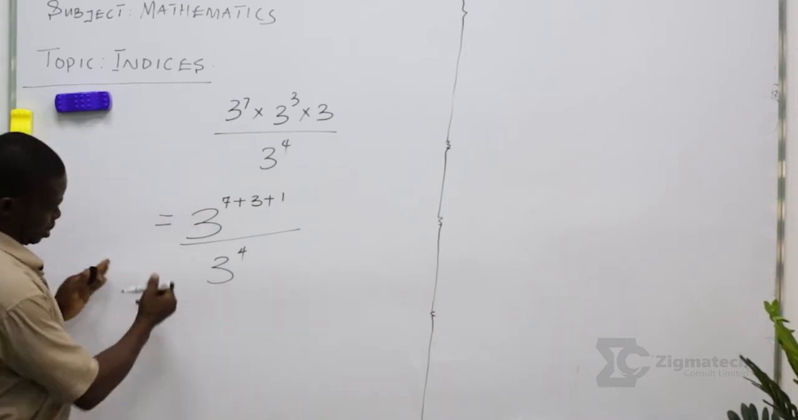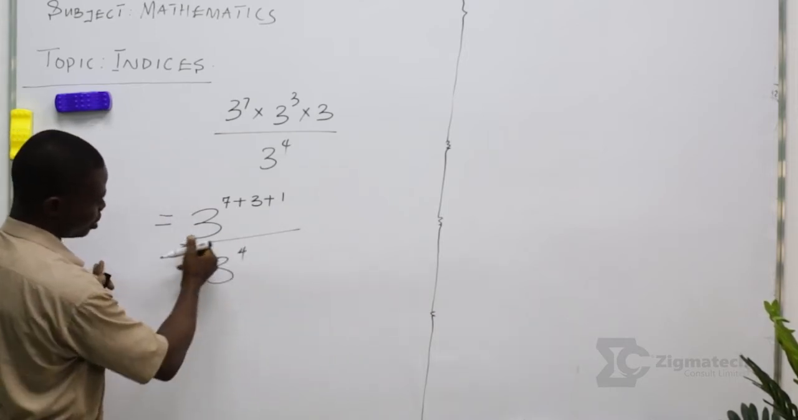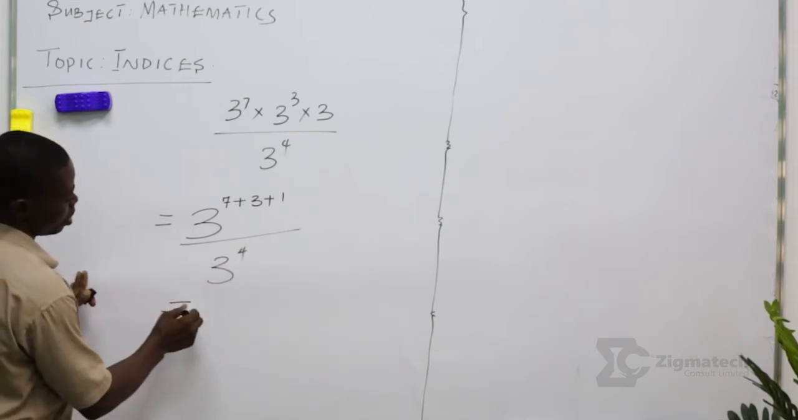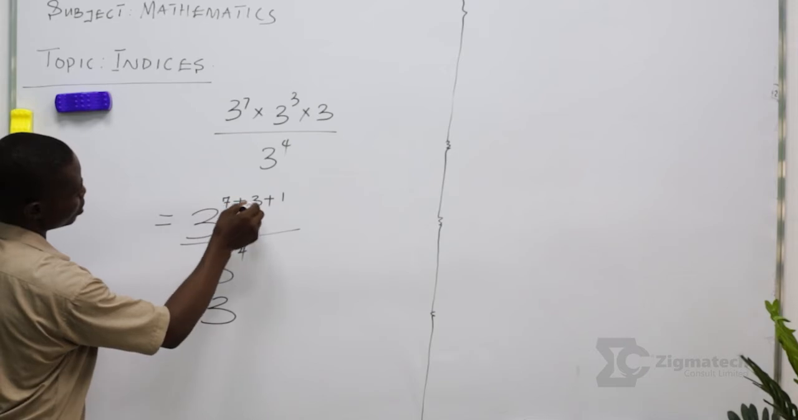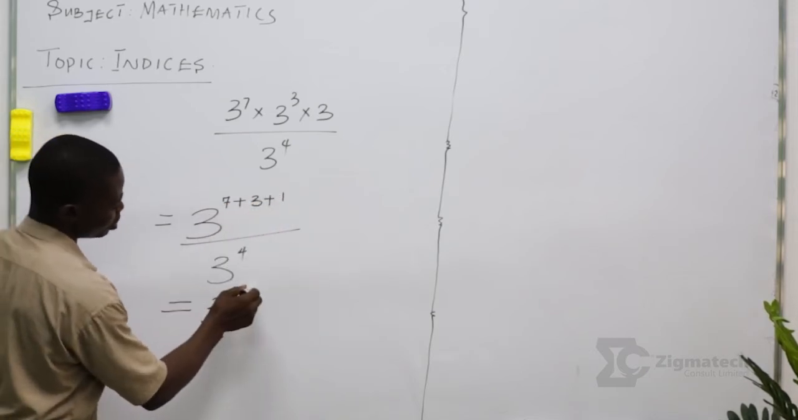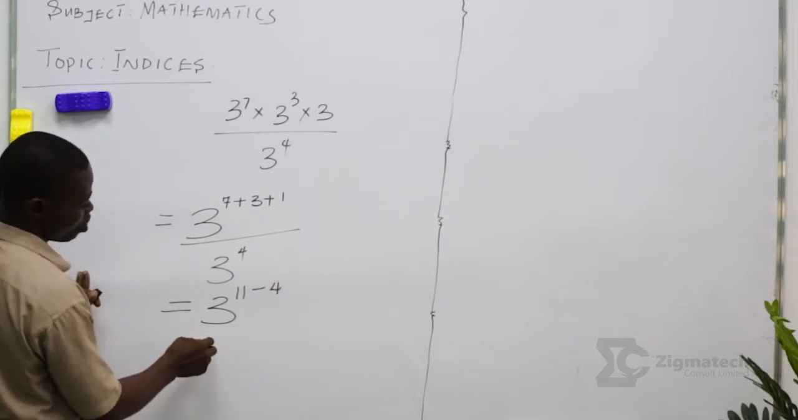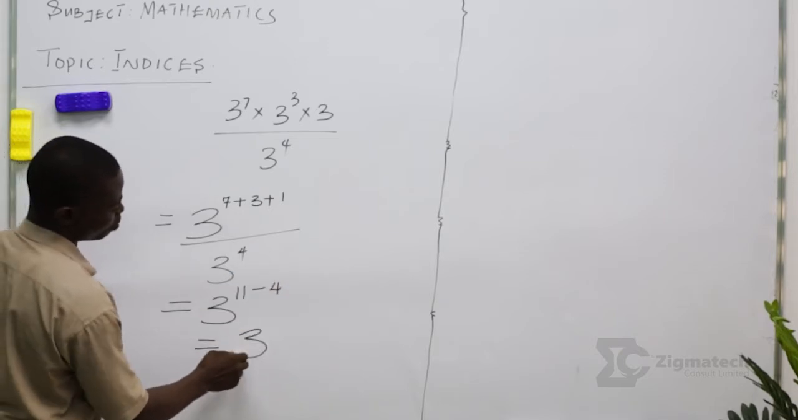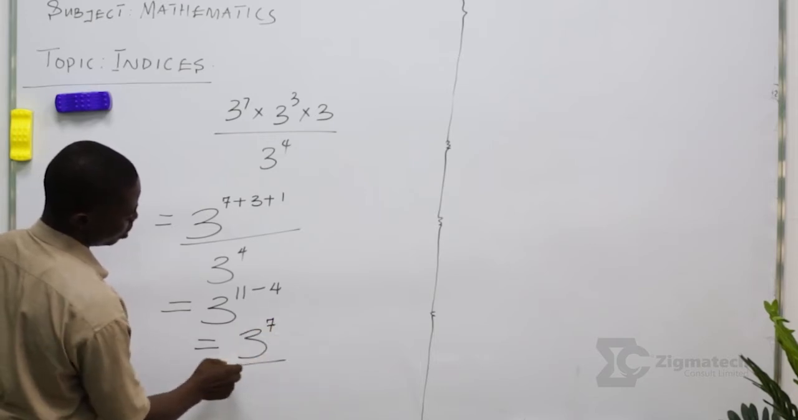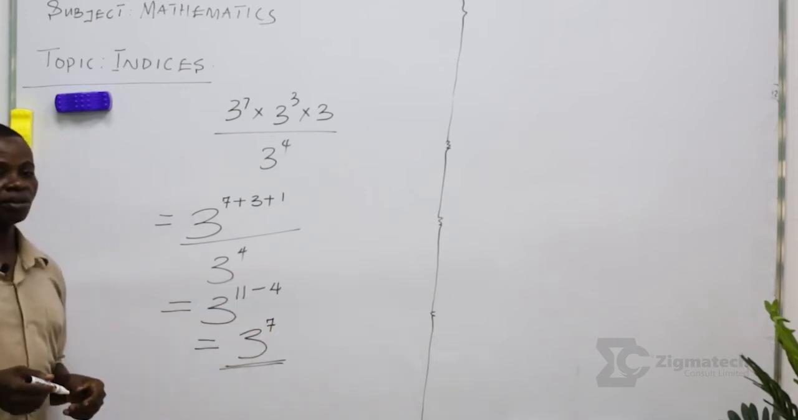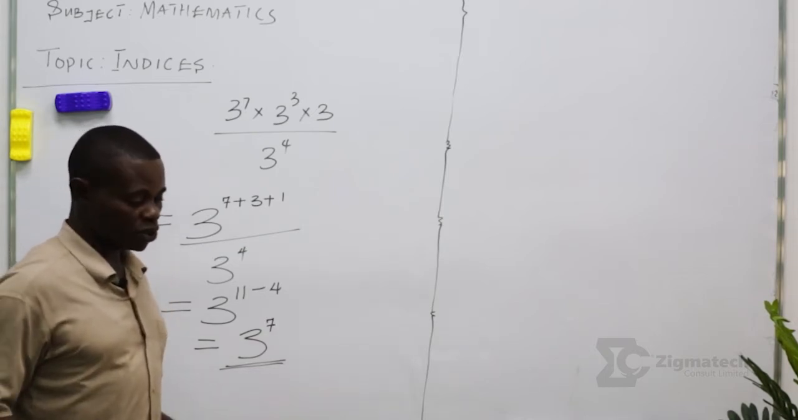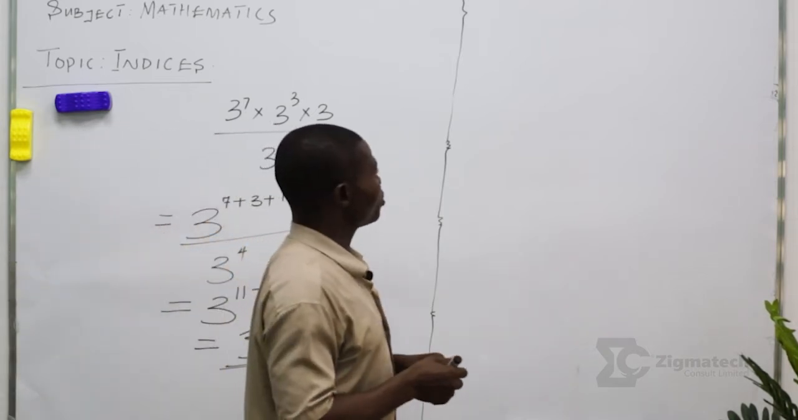The next, observe what is here. This is a division sign, meaning subtraction. Here we have this plus this is 10, plus this 11. Since division means subtraction, it's minus 4. What do you have? You have 3 raised to the power 7 as the solution. That is the final answer for example 1. Now let us look at example 2.